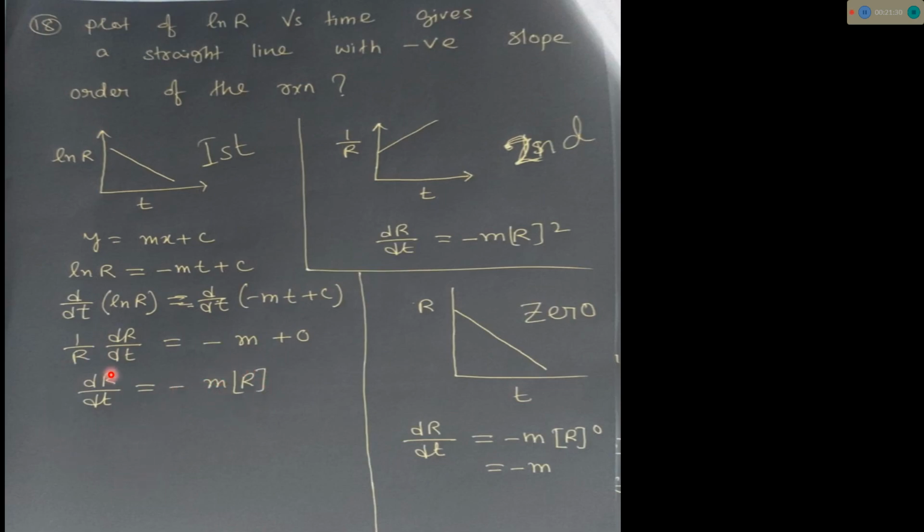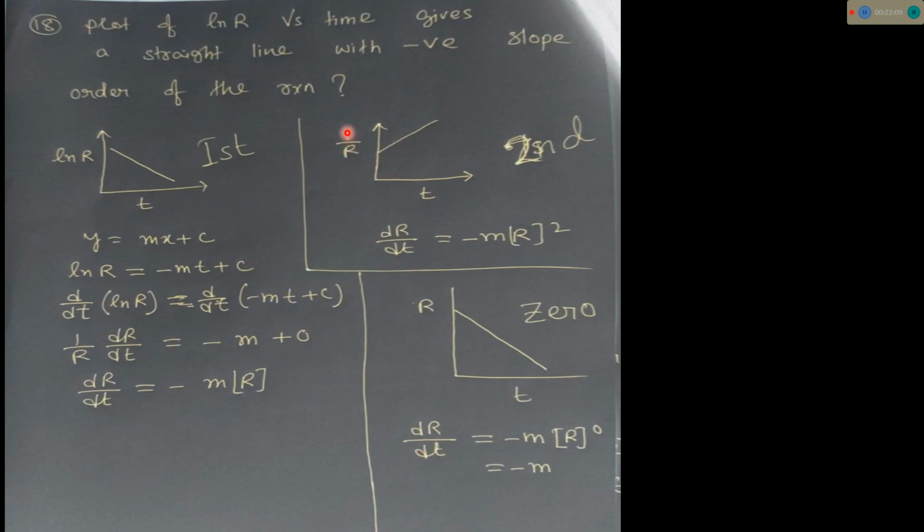Since the rate is proportional to the concentration of r, this is a first order reaction. This is the rate equation of a first order reaction, since dr dt is proportional to r to the power 1, meaning the rate is proportional to the concentration term only. That's why this is a first order reaction equation. From this you can easily determine the order of the reaction within 20 or 30 seconds. We already discussed these two questions in our previous video.